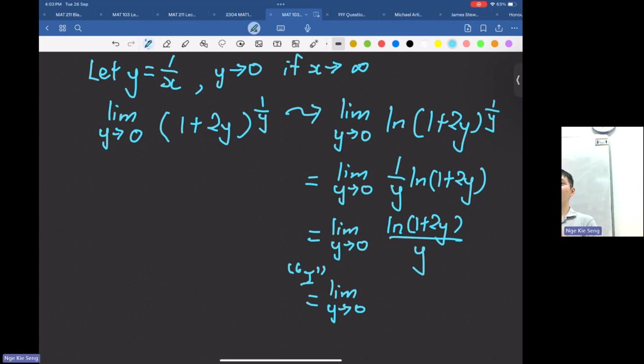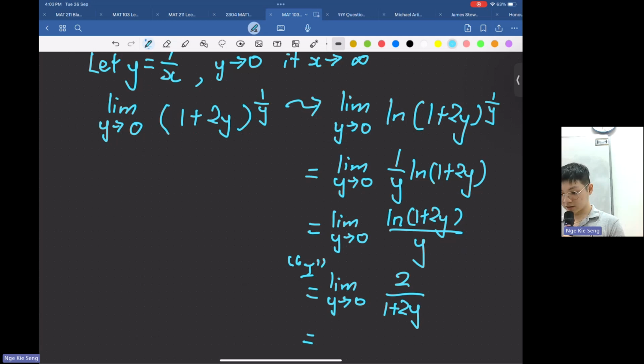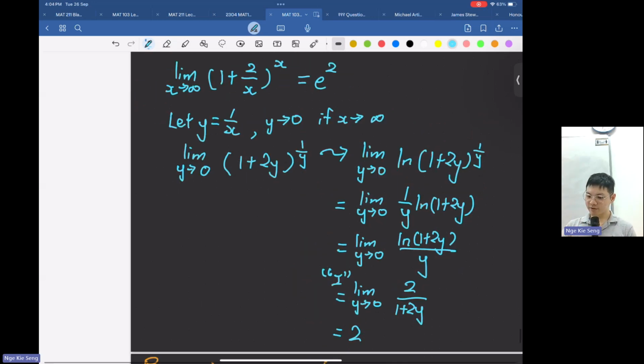The derivative of ln(1 plus 2y) is what? 1 over 1 plus 2y, times the derivative of the inside, so 2 over 1 plus 2y, yes, correct. And the bottom y you differentiate to 1. So this is what you get, and this limit here is pretty obvious. So how to get e to the power 2?